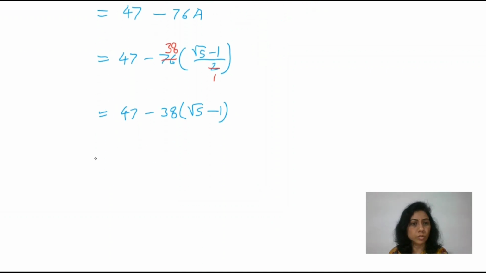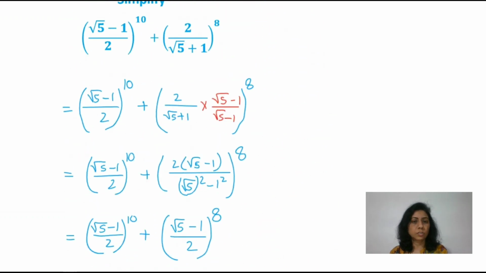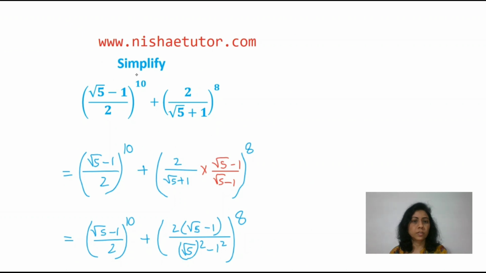So 47 − 38√5 + 38. 47 + 38 is 85, minus 38√5. Hmm, the final answer is √5 — this was the answer of the given radical expression.